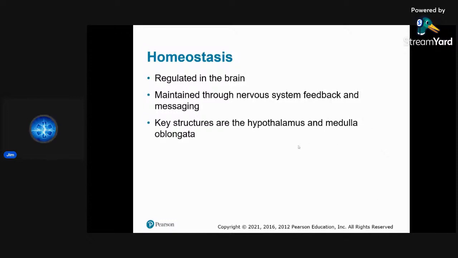We've all heard the word medulla oblongata in the movie Waterboy, right?